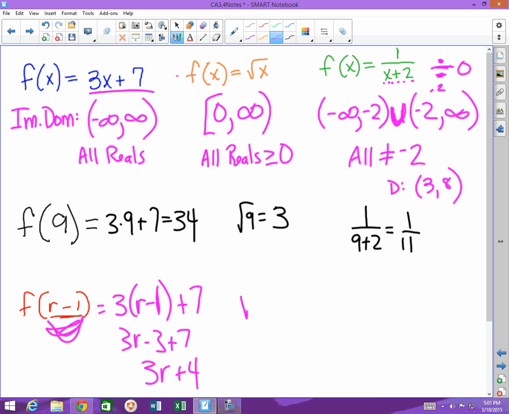For here you would have the square root of r minus 1. And then that would be it. Here you would have 1 over r minus 1 plus 2. And negative 1 plus 2 is positive 1, so it's 1 over r plus 1.